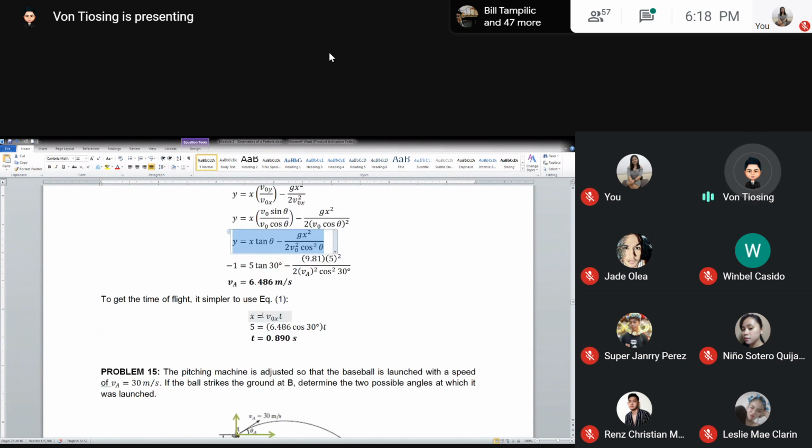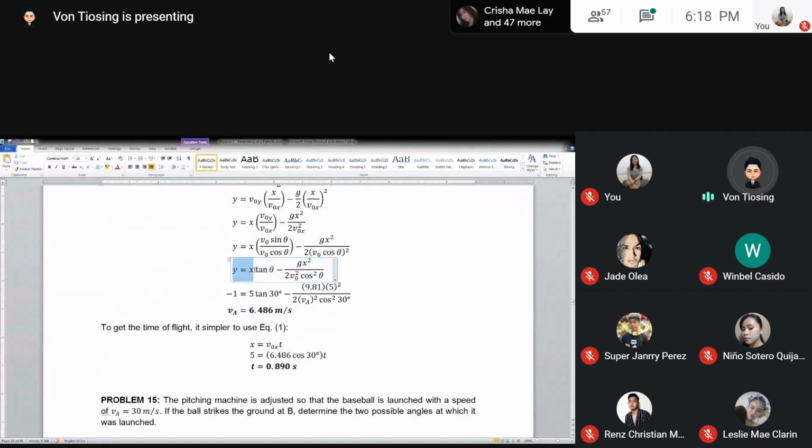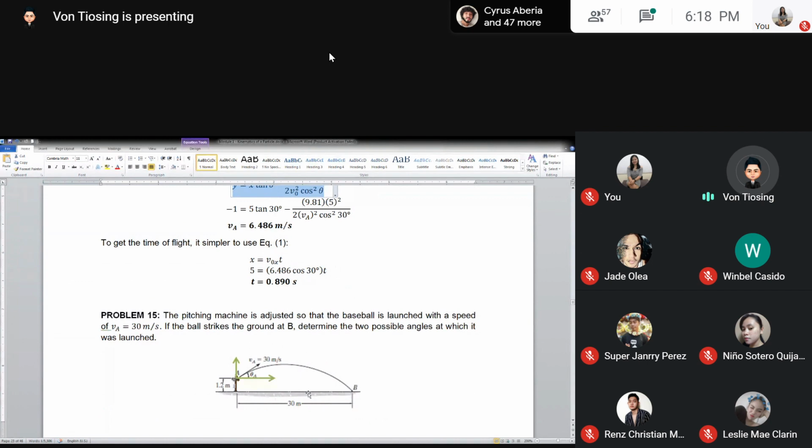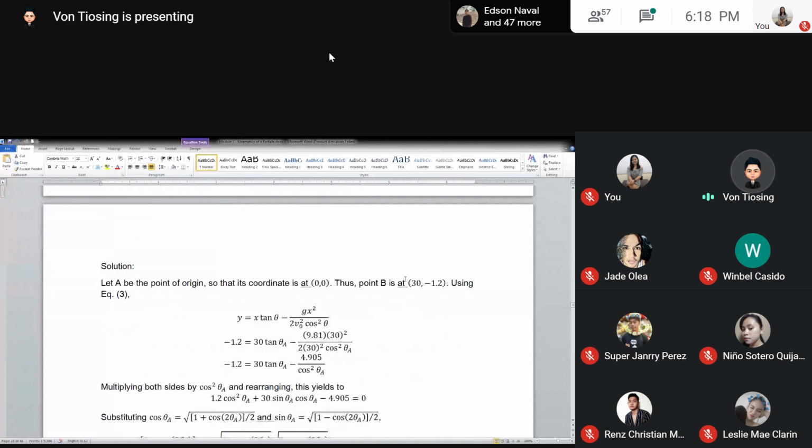So, dahil binigay naman yung ang binigay dito ay terms ng coordinates. So, ang hinahanap natin is yung theta, no? So, i-substitute natin siya. Ako, I prefer to use this one kapag may kinalaman sa geometry yung problem, no? In this case, binigay naman yung mga coordinates, no? So, i-substitute natin siya doon sa formula. Kasi sinasabi ko kanina, point B is at 30, negative 1.2. Okay? So, using equation 3, wala equation 3 yan. Nasa taas yun. Okay? So, negative 1.2.